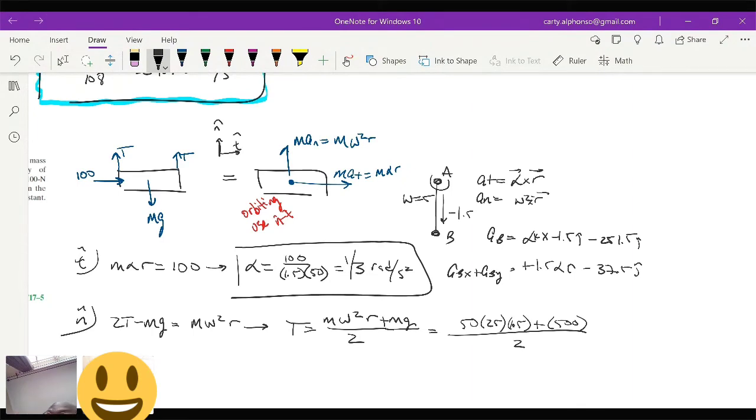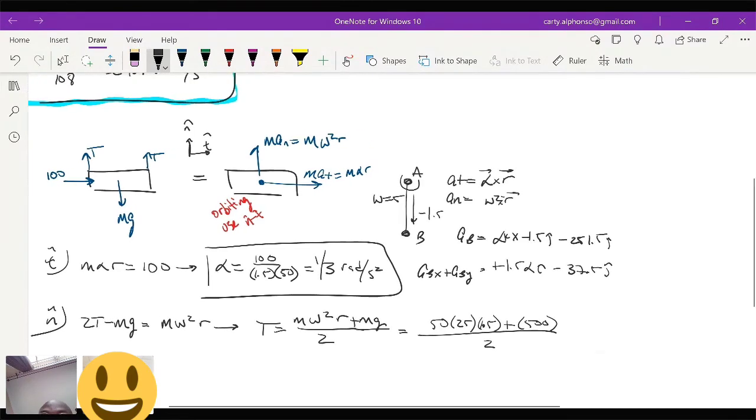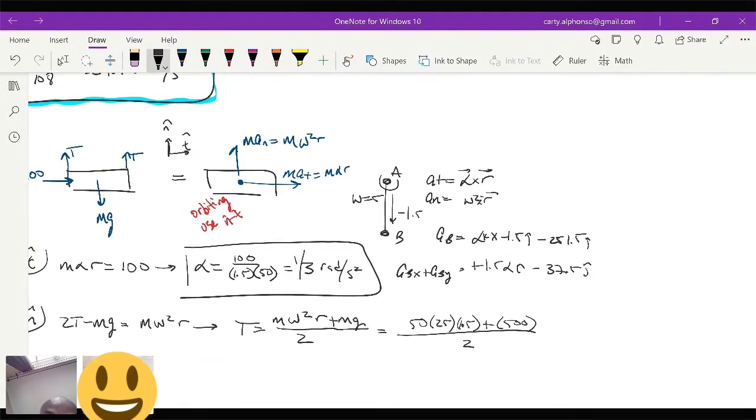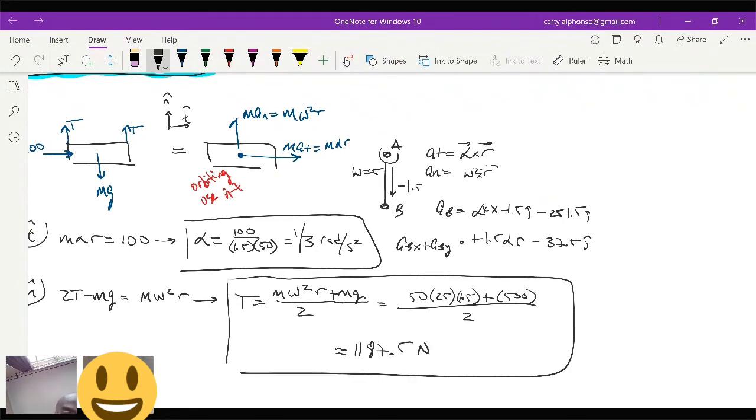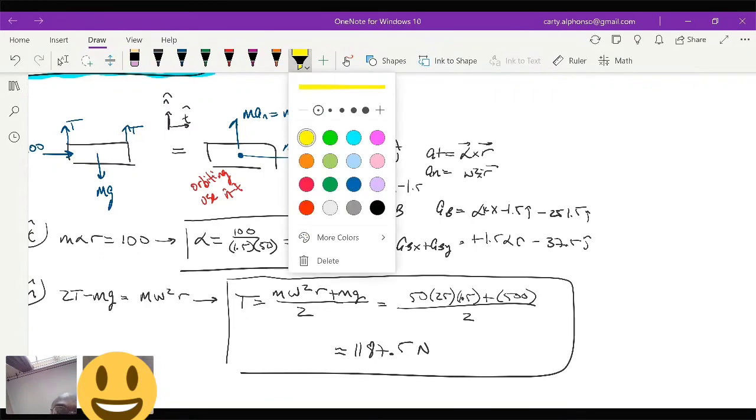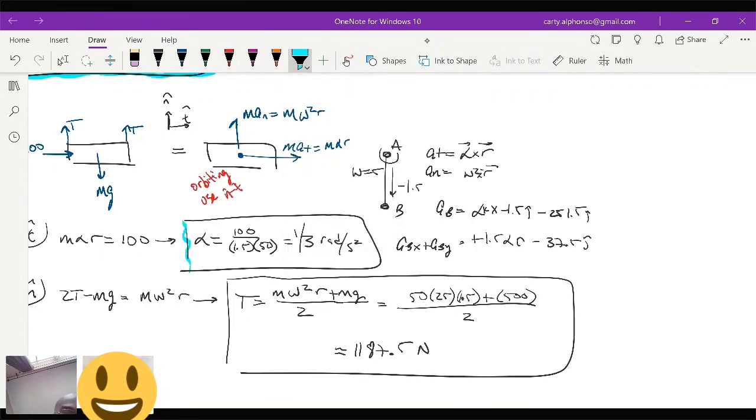1187.5, which is pretty strong. That's a good amount of tension. So it's going to give me 1187.5, approximately, because I used 10 instead of 9.8. 1187.5, and that'll be newtons. Boom. And so that is our answer set. You follow me? Yep. Awesome. Questions on that one?